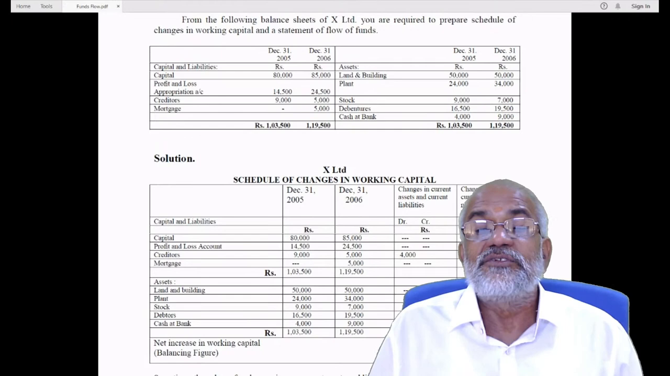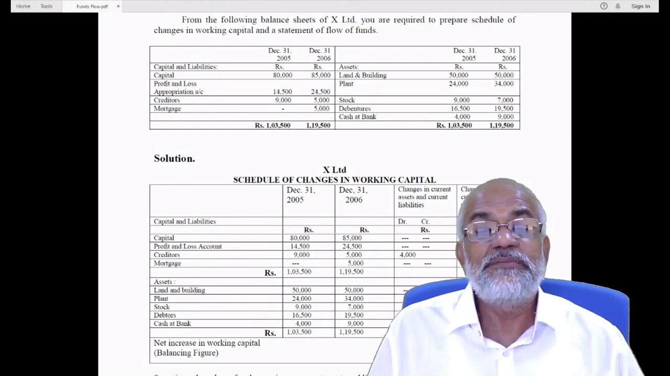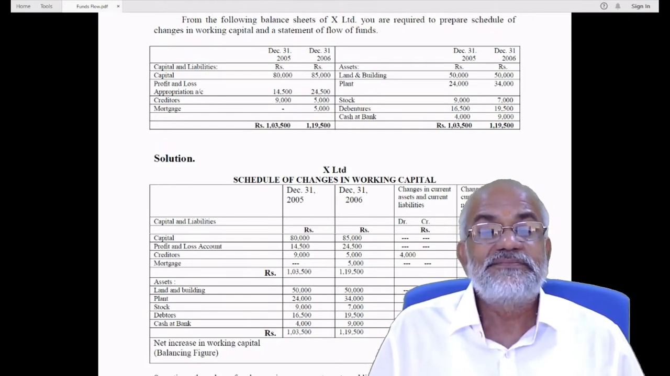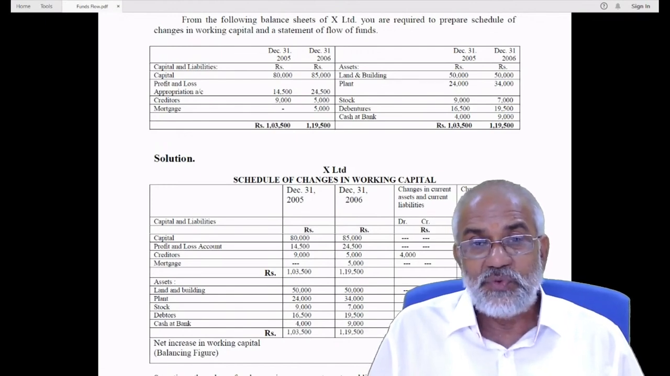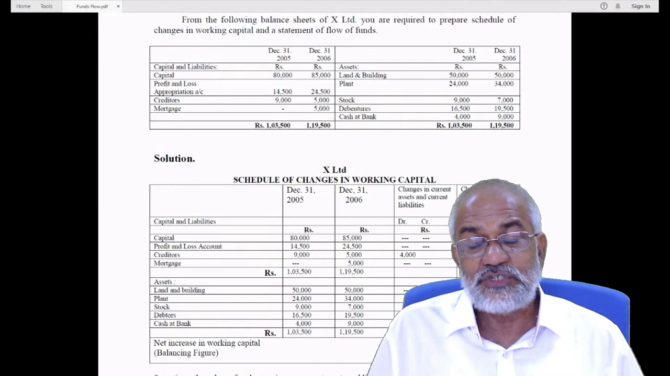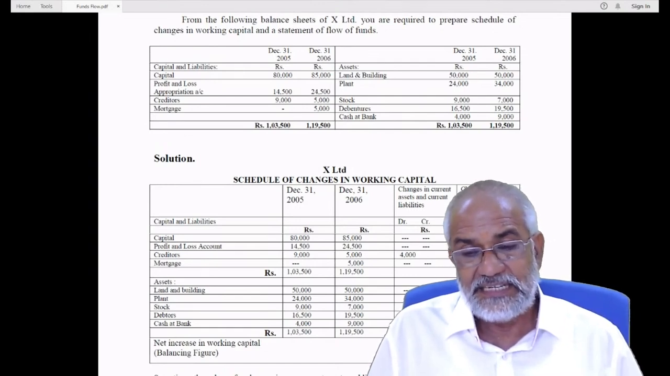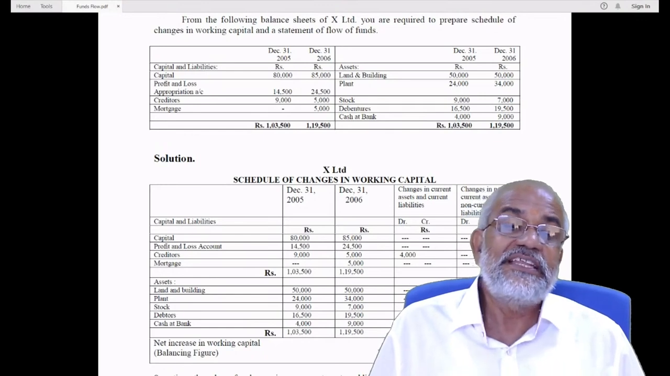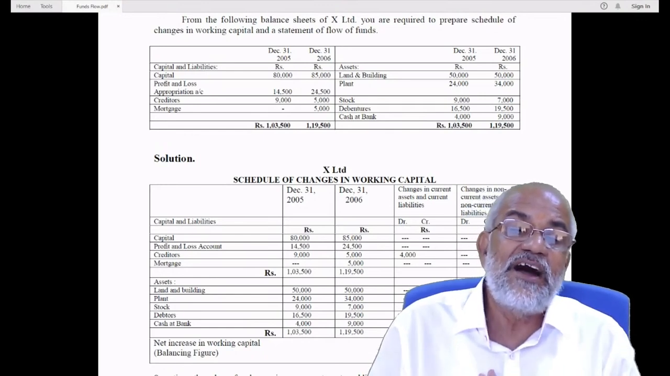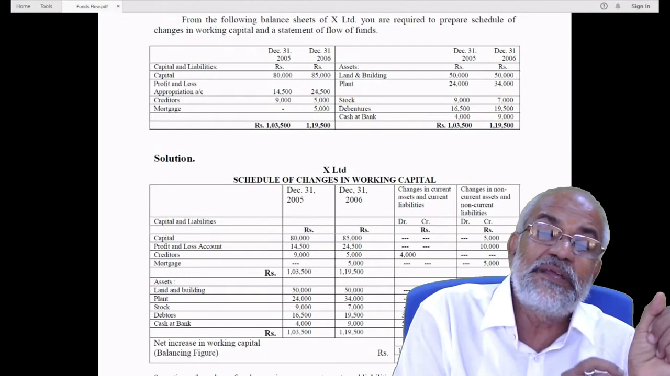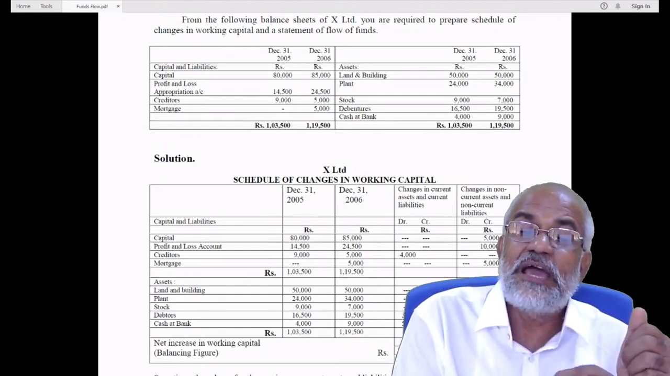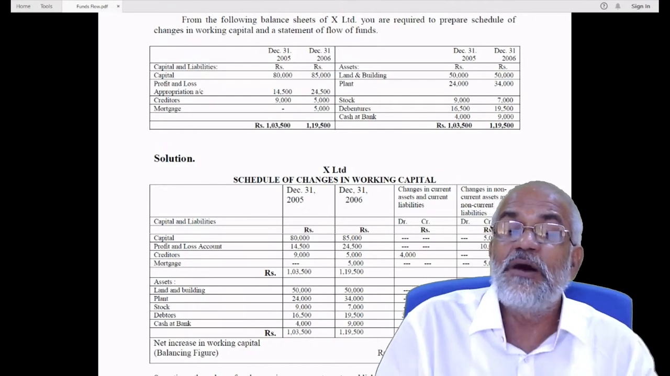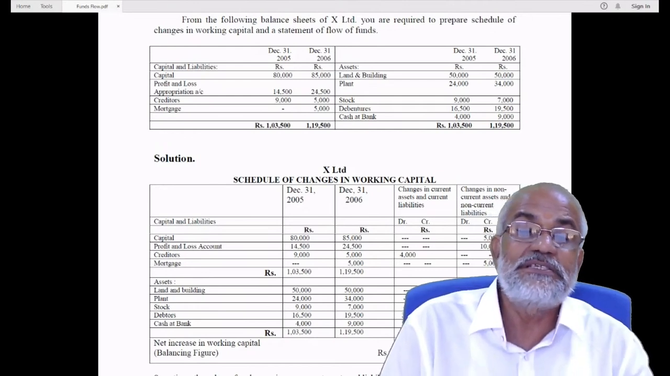And in the non-current category, whether it is to be debited or credited. An asset always shows a debit balance. When a debit balance increases, it has to be further debited. When a debit balance decreases, it has to be credited. So here there is an increase in the plant and machinery account by 10,000 rupees in the second year in comparison to the first year. So that will appear in the debit column of the non-current category, 10,000 rupees.